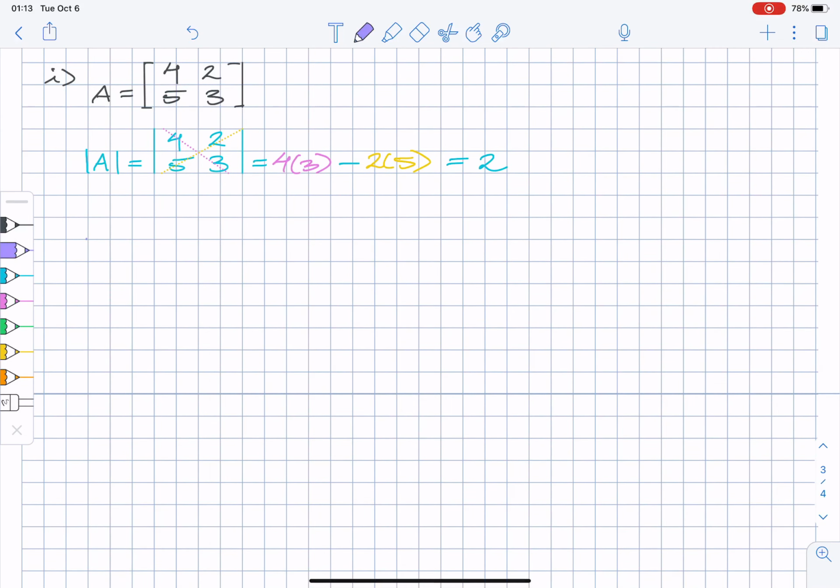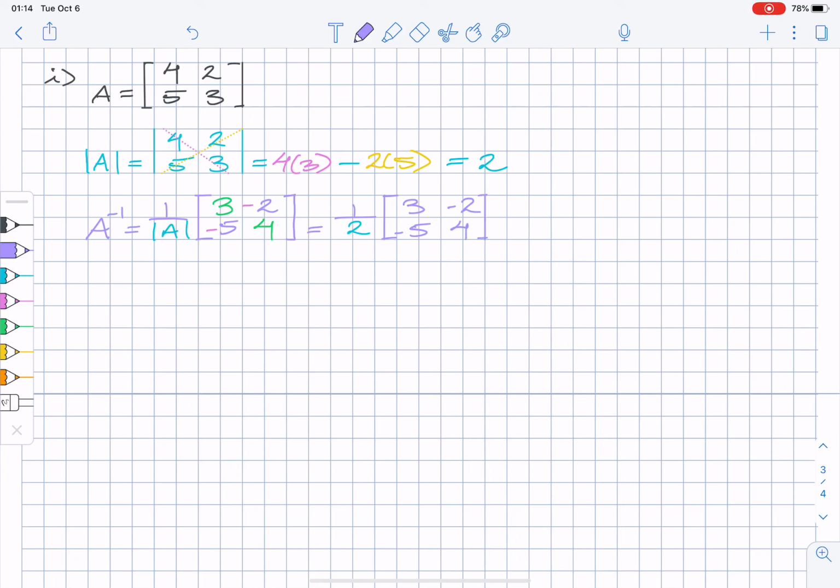I claim that A inverse is just going to be 1 over the determinant of A times the matrix that swaps the main diagonal. So this will now be 3 and 4, and negates the alternate diagonal. So this will now be -2 and -5. So that's going to be 1 over 2 times the matrix 3, -5, -2, 4. That's kind of nice.